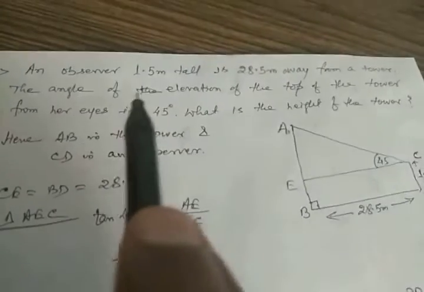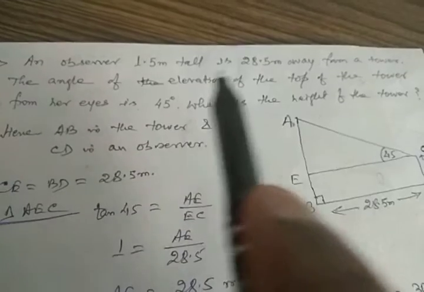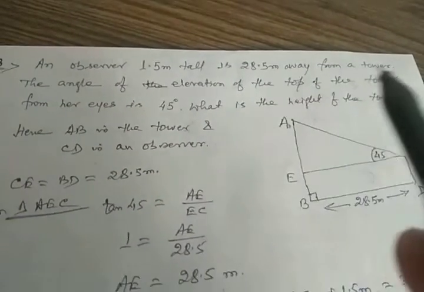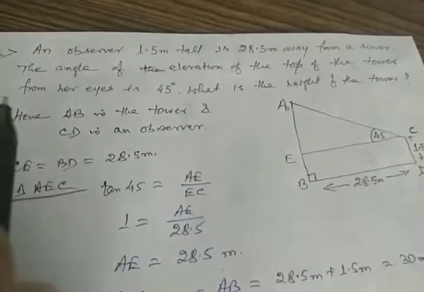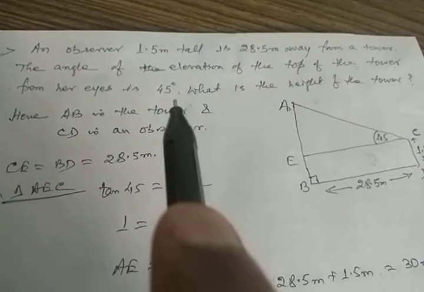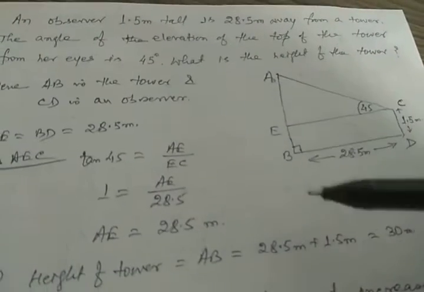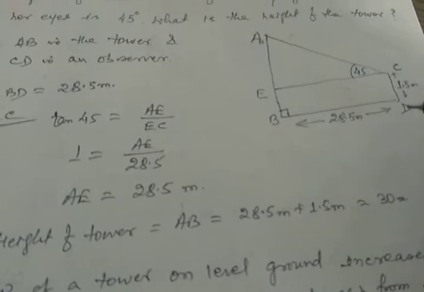Just see now. An observer 1.5 meter tall is 28.5 meter away from the tower. The angle of elevation of the top of the tower from her eyes is 45 degrees. What is the height of the tower? So the height of the tower should be AB, and the height of the observer is 1.5 meter.